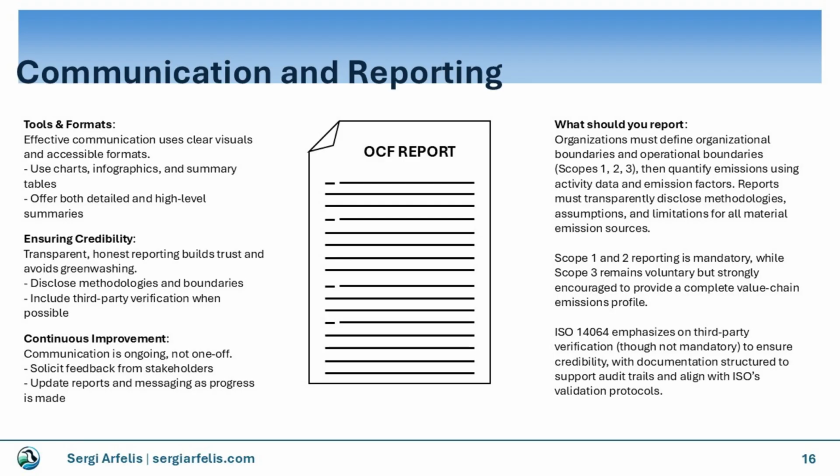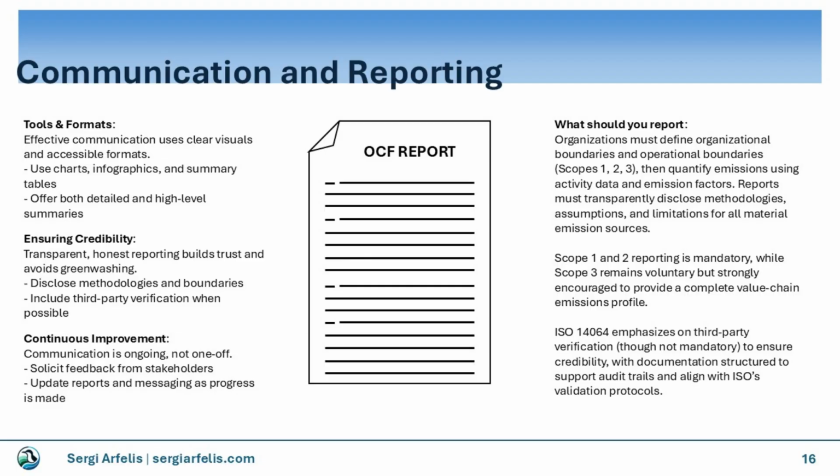You'll need to quantify emissions using activity data and emission factors. And, importantly, you must be transparent about your methodologies, assumptions, and any limitations. For GHG Protocol, reporting on Scope 1 and 2 is mandatory, while Scope 3 is voluntary but strongly encouraged for a full value chain picture. ISO 14064 places special emphasis on third-party verification, which, while not mandatory, adds a layer of credibility and ensures your documentation is audit-ready. Ensuring credibility is crucial.